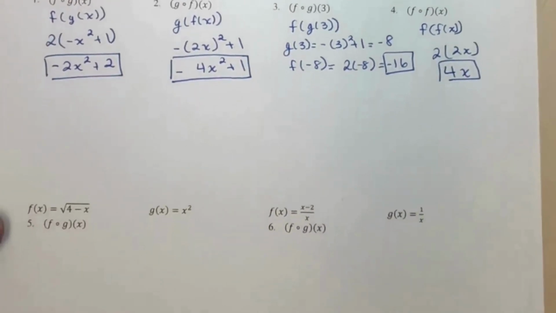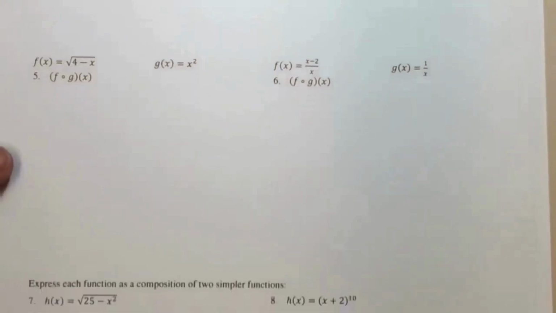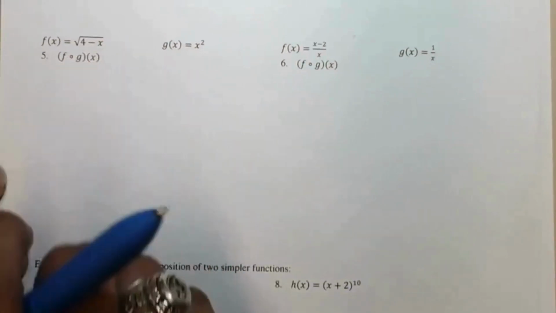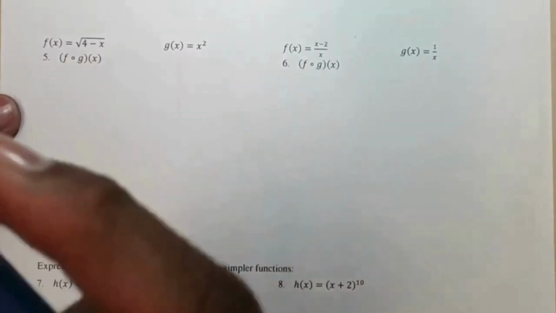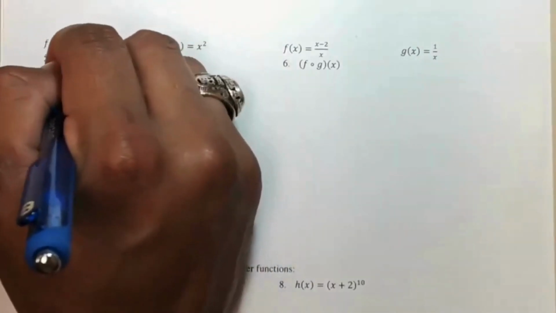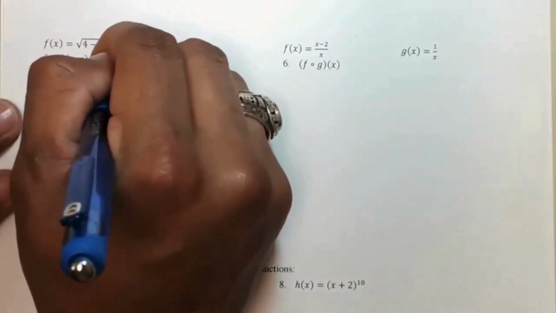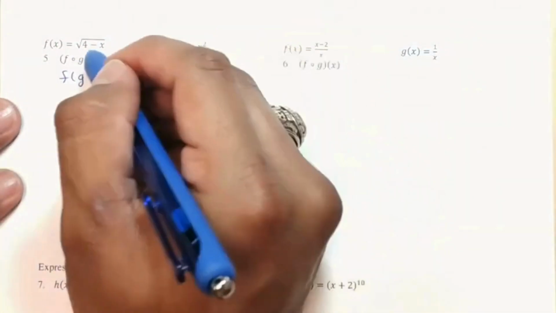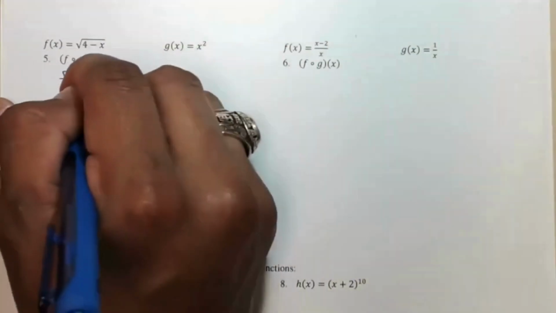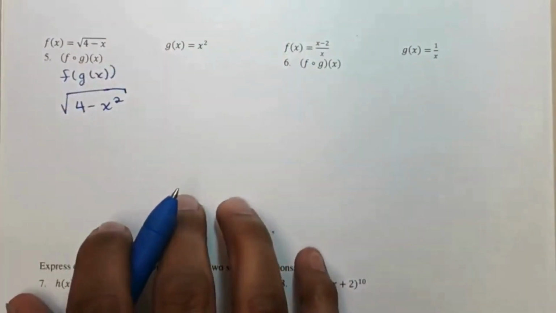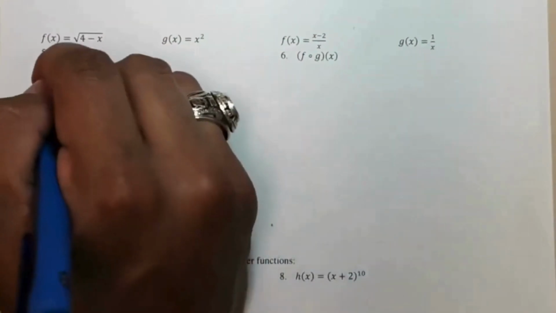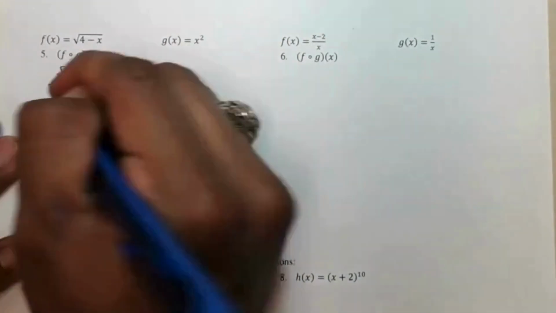All right, what about this next question here? So we're given two new functions. We have the square root of 4 minus x and x squared. So if I'm going to do f of g of x, I'm plugging in x squared for every x that I see in that function, which we could factor, but it doesn't do anything, so that's our final answer.